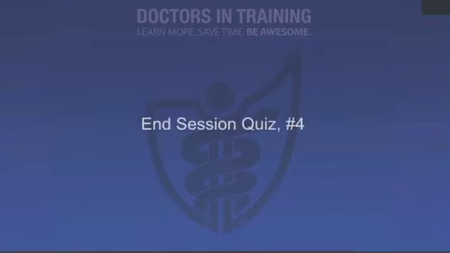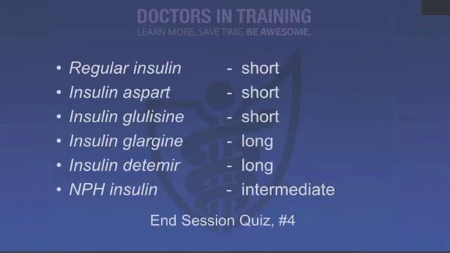Identify each of the following insulin preparations as either short-acting, intermediate-acting, or long-acting. Well, the short-acting insulins will include regular insulin, insulin aspart, insulin glulisine. The long-acting insulins will include glargine and detemir. And the only intermediate insulin there is the NPH insulin.